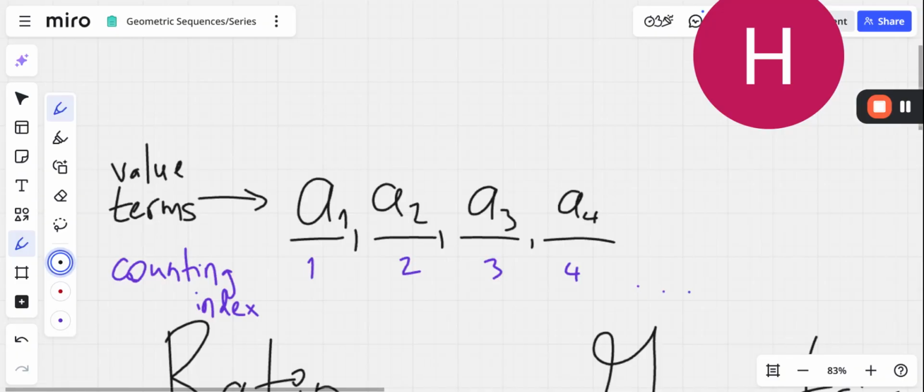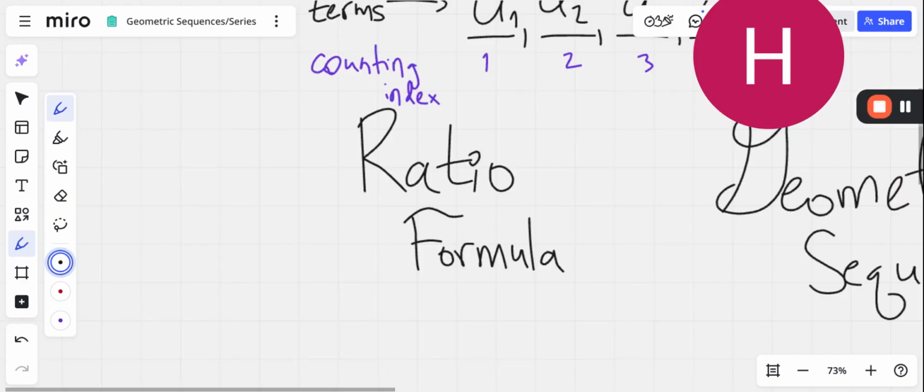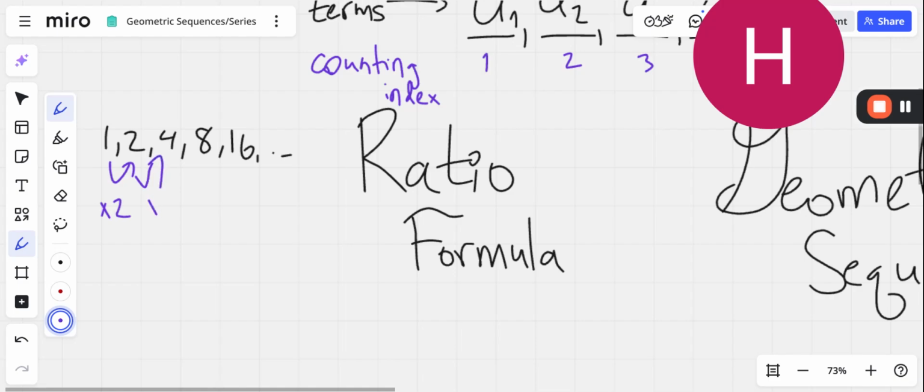Okay. Now, the ratio formula I could just give you, but I want you to really think about this. Let's go back to our sequence of 1, 2, 4. What is the ratio? In other words, what is being multiplied to get to the next term? Well, you can realize that each of these terms is getting multiplied by 2 in order to get to the next one, right? So therefore the ratio is clearly 2.